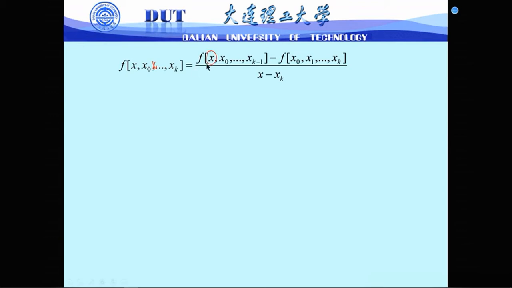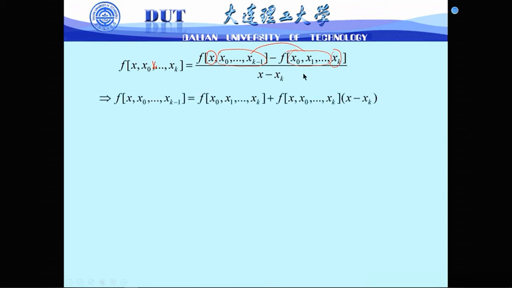This term, the difference is x. And for this term, here is a difference, right? Different term. So that means the denominator should be x minus xk. It's okay? Because these are the same common terms. This is the definition of divided difference.